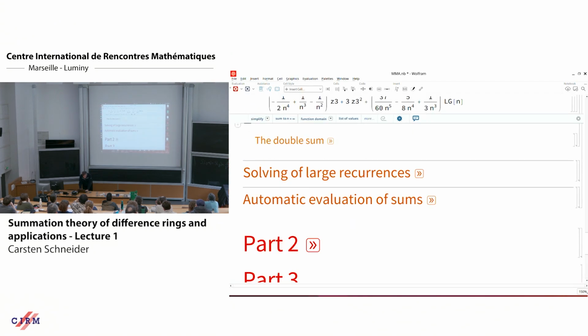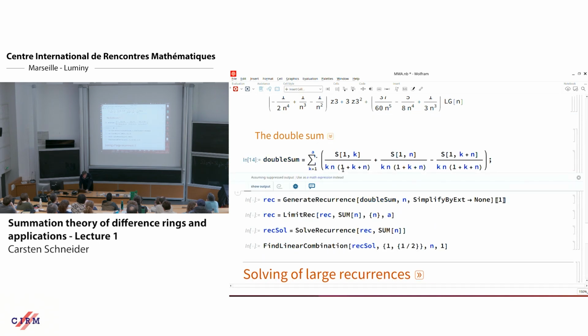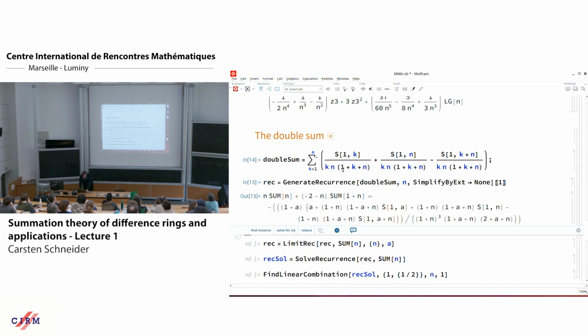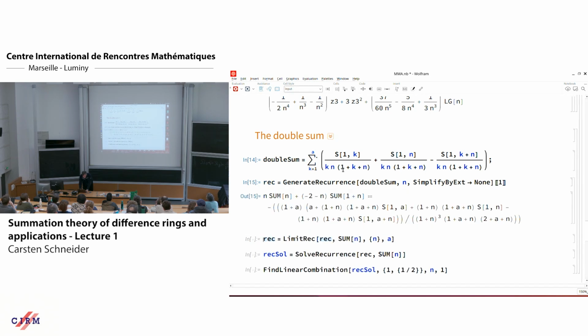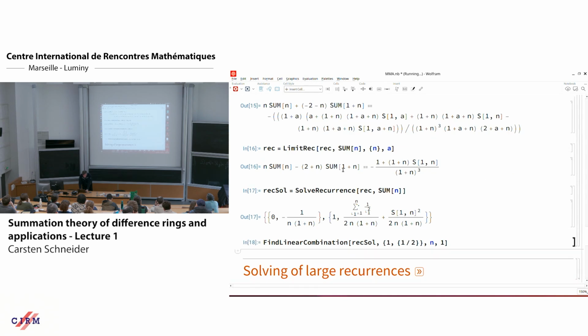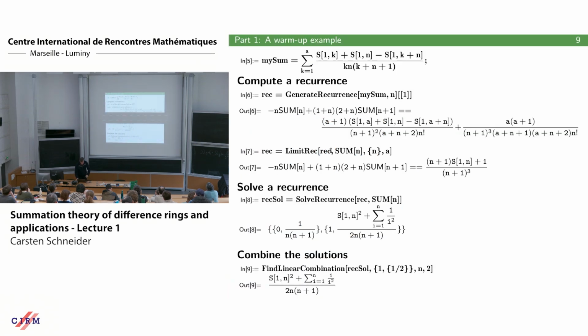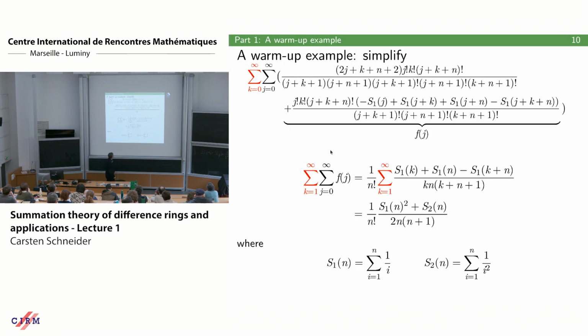Okay. Here it's basically executed live. I insert the double sum. I compute the recurrence. I perform the limit. I solve the recurrence. And finally, I combine the solutions. Here's a closed form. So in other words, this very ugly sum here turns out to be that.